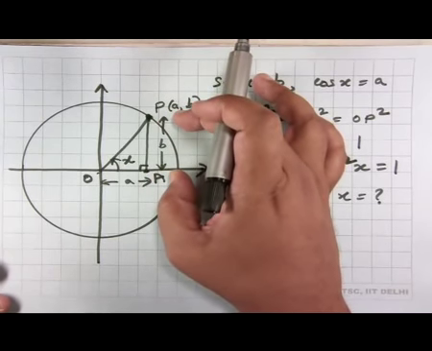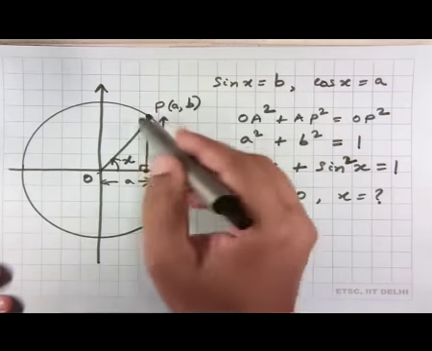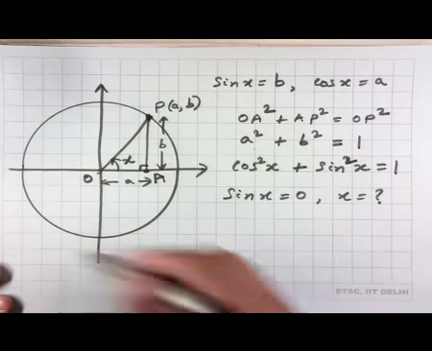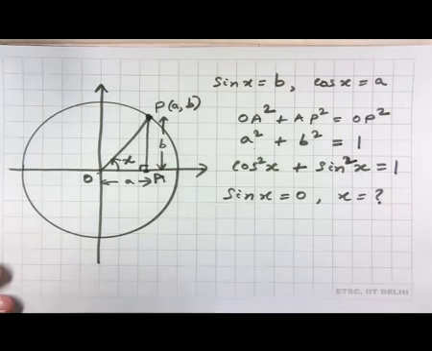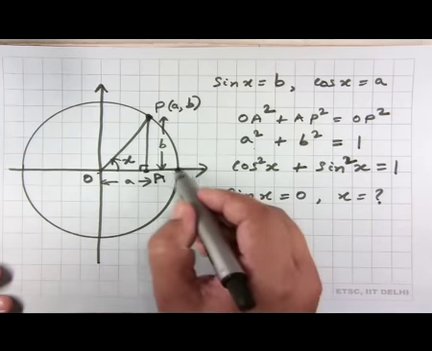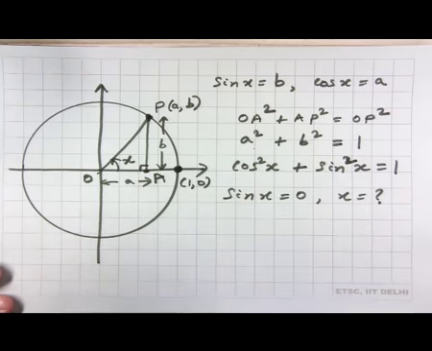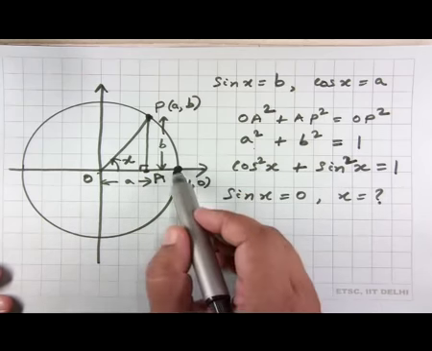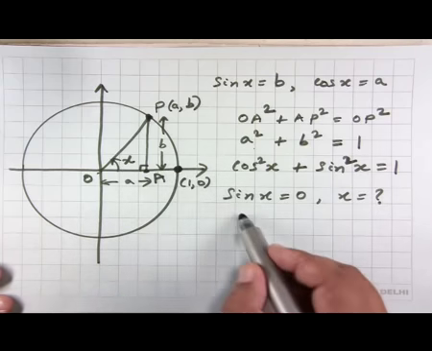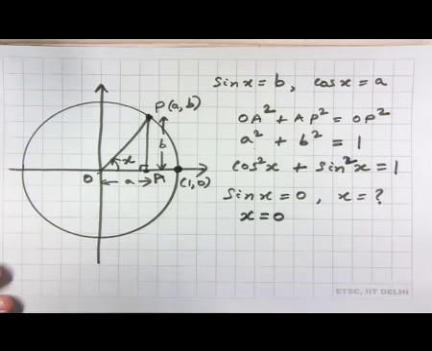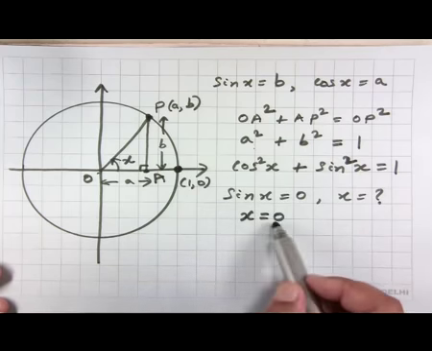So, if you look at this circle and all the points on the circle, there are only 2 points where the y coordinate is 0. So, one is this point here, which is (1, 0). Now, for this point the angle x is equal to 0. So, this is one solution, that sin x is 0 when x equals 0.